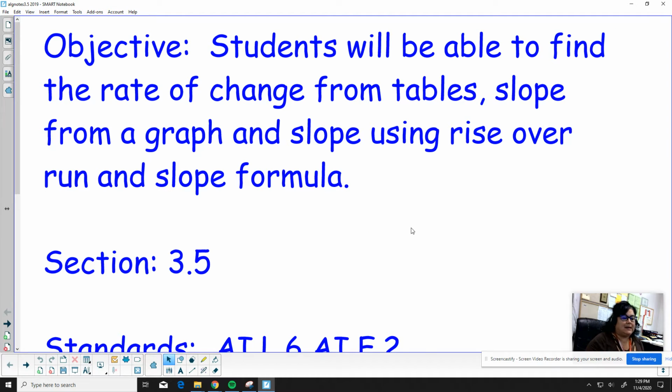Hi there, this is Mrs. Tellas. We're going to talk about slope today: rate of change from tables, slope from a graph, and then the slope formula as well. We're also going to talk about slope-intercept form. So this is all in section 3.5.